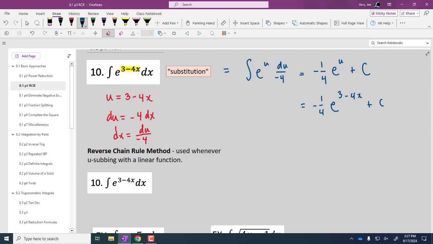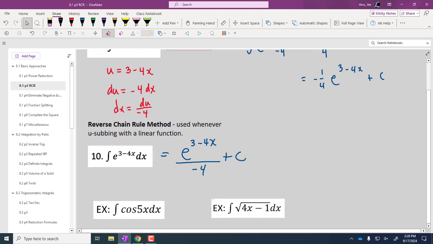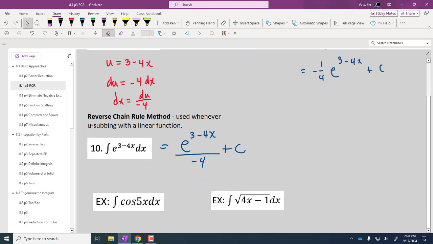But if you do it with reverse chain rule, the integral of an exponential is itself divided by the derivative of the exponent, and you're done. It's one step. Which is why being good at reverse chain rule is so important. Who wants to write down all those steps when it's really just immediate? It's instantaneous. Again, reverse chain rule only works when the substitution step is linear.